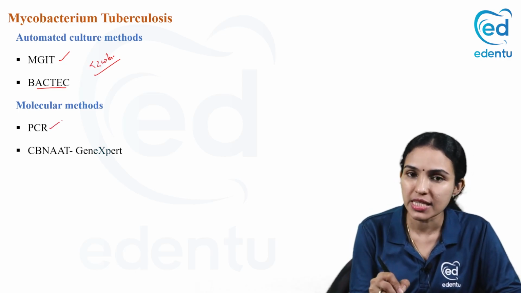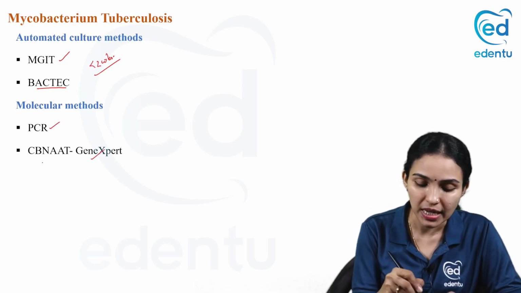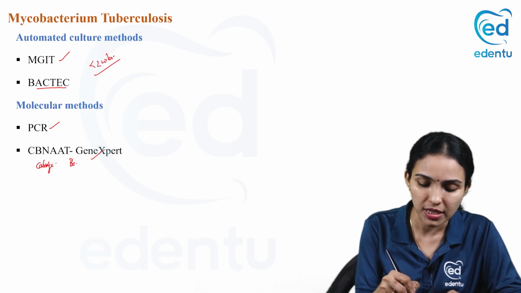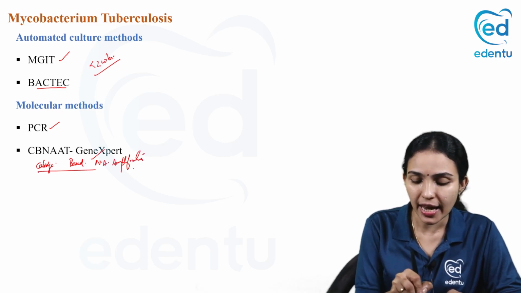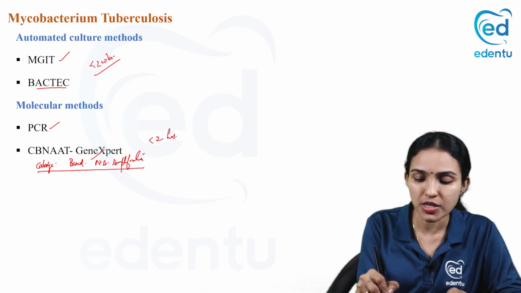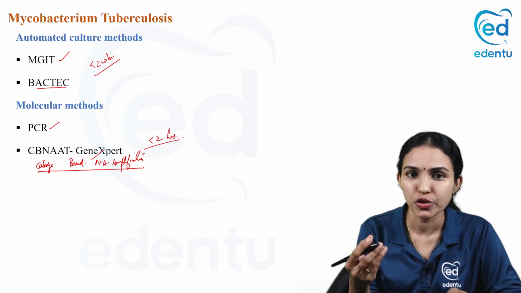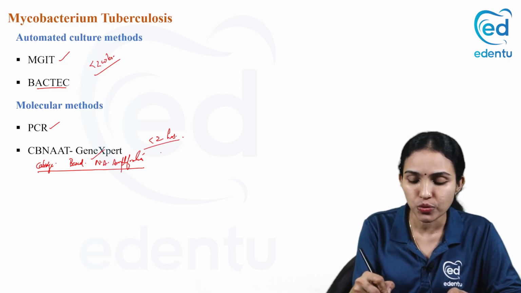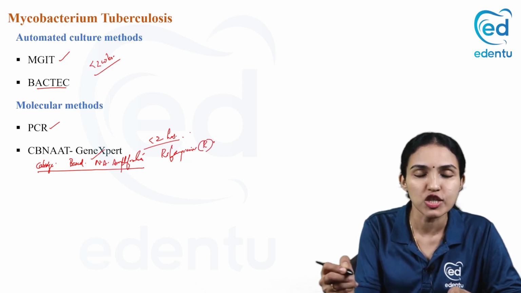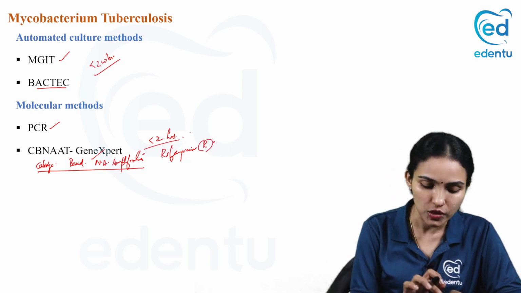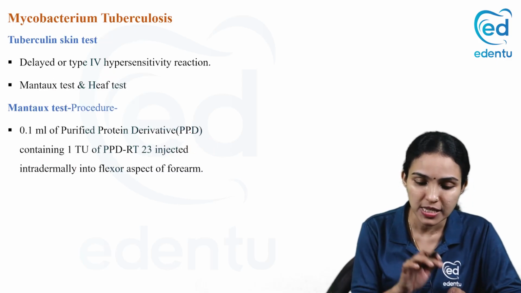And we have molecular methods like PCR and GeneXpert or CBNAAT. What is CBNAAT? It is a cartridge-based nucleic acid amplification technique, a kind of PCR done in a cartridge. Advantages: in less than 2 hours, you can know whether TB bacilli are present because it detects the genes present. In addition, you can also know resistance to rifampicin, a drug we give for TB. If it is rifampicin resistant, that can also be picked up by a CBNAAT test. That is the advantage of CBNAAT, and it is commonly used nowadays.